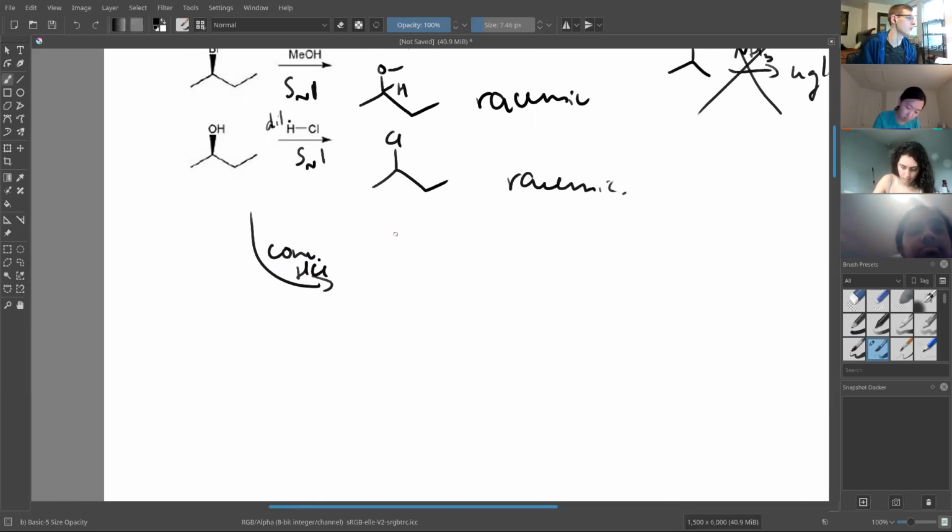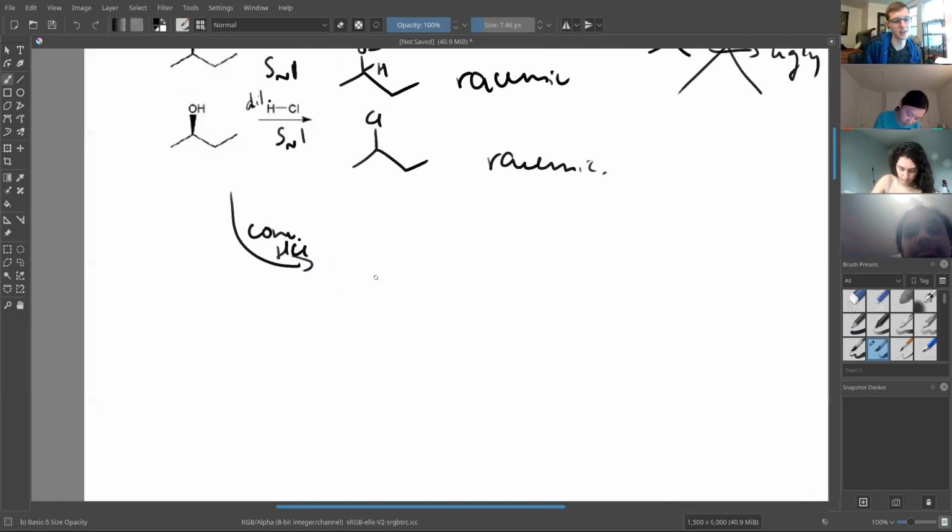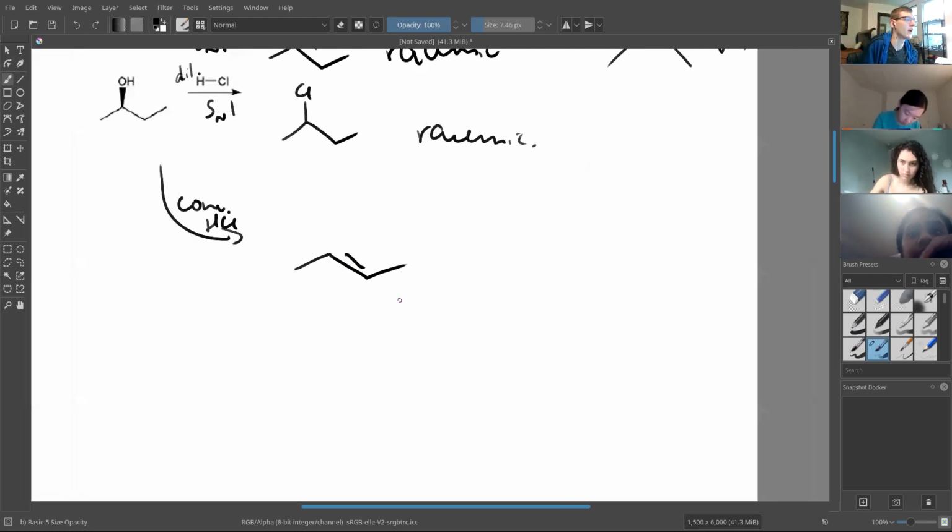E1. Okay, and where's that double bond go? Between the second and third carbon. Yeah, it's between the second and third carbon.